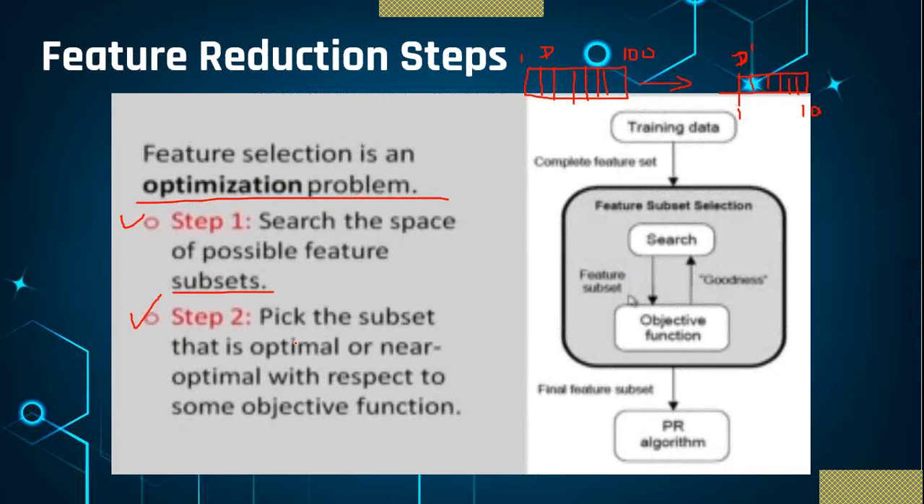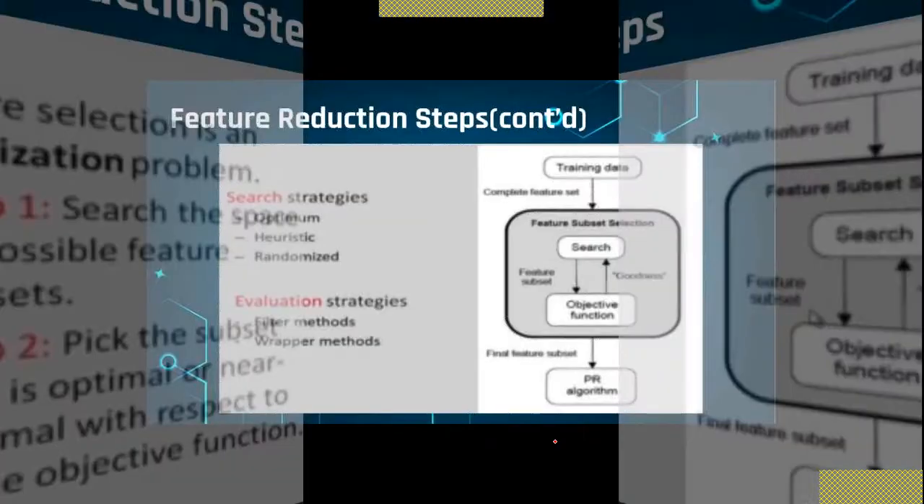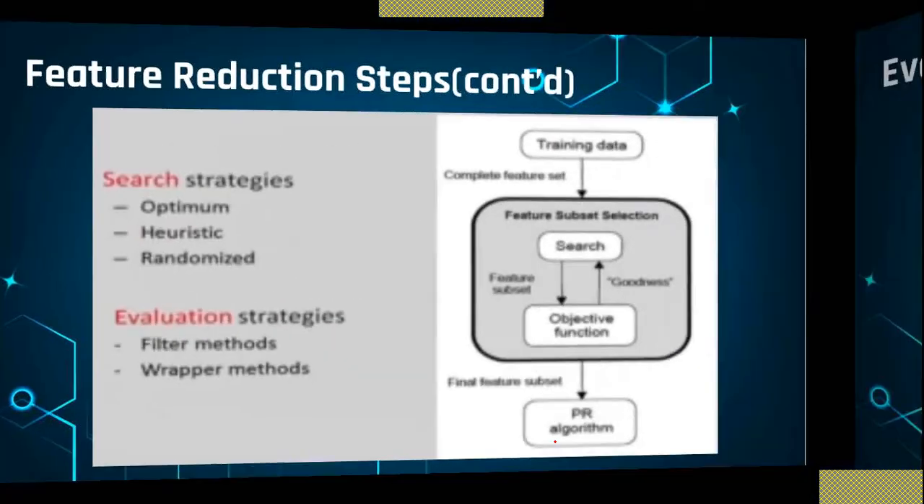And in the second step, pick the subset that is optimal or near optimal with respect to the objective function. So what is your objective? My objective is, for example, to classify the data or to cluster the data. According to that, we have to pick only those subsets that are near to your objective function.